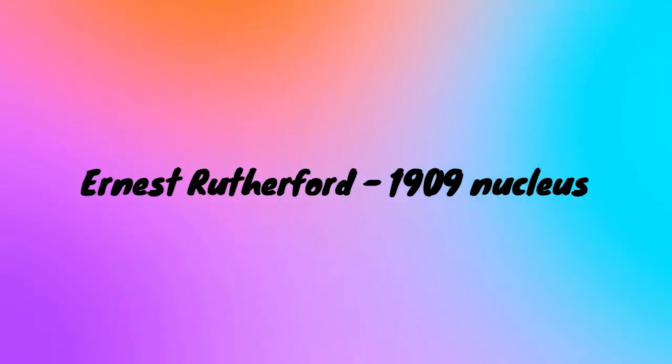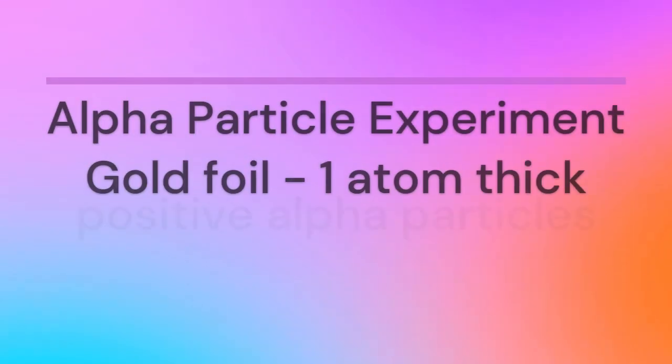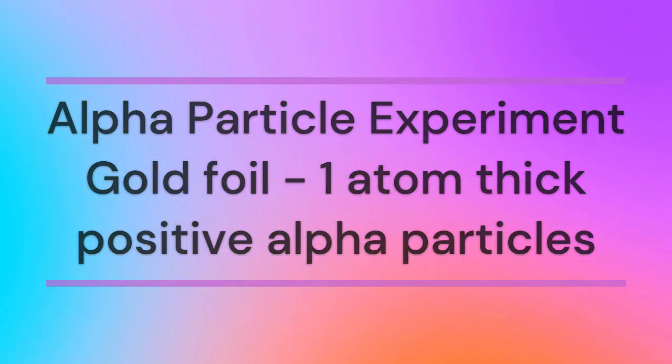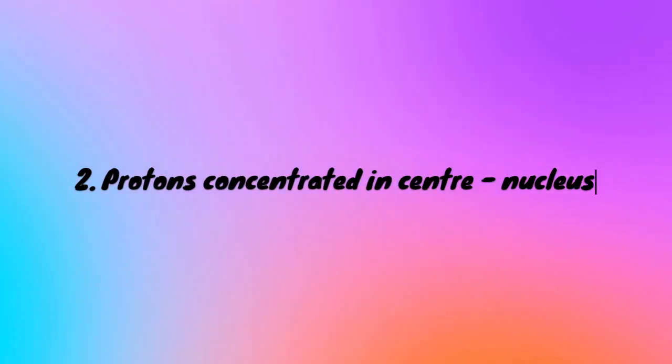So J.J. Thomson discovers the electrons. Number 3, Ernest Rutherford. Now he worked in 1909, and he discovers the nucleus. He uses the alpha particle experiment, in which he directs high energy beams of alpha particles into gold foil, which was 1 atom thick. Now he makes 2 discoveries. Number 1, that the atom is mainly made up of empty space, and number 2, that protons must be concentrated within the centre of the atom in what he called a nucleus.